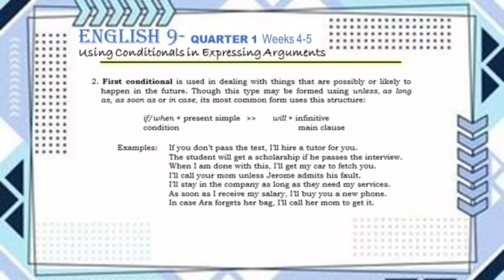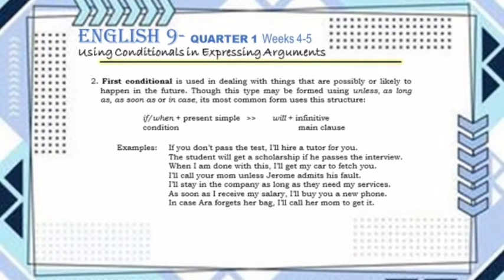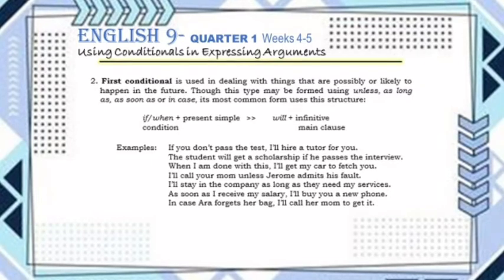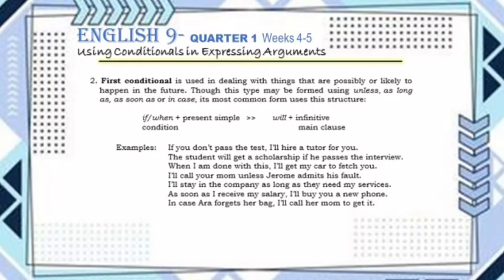Number 2. First conditional. First conditional is used in dealing with things that are possibly or likely to happen in the future. Though this type may be formed using unless, as long as, as soon as, or in case, its most common form uses this structure. If, when, plus present simple condition, will, plus infinitive main clause.